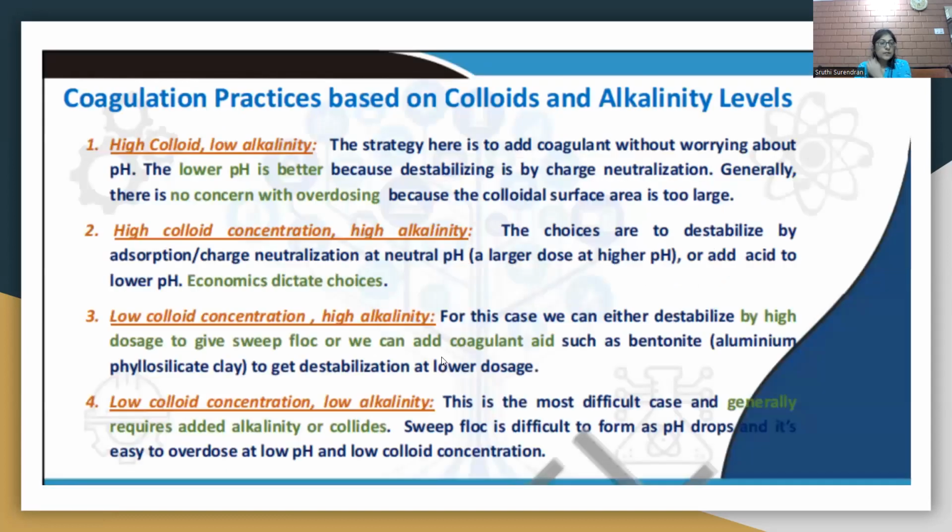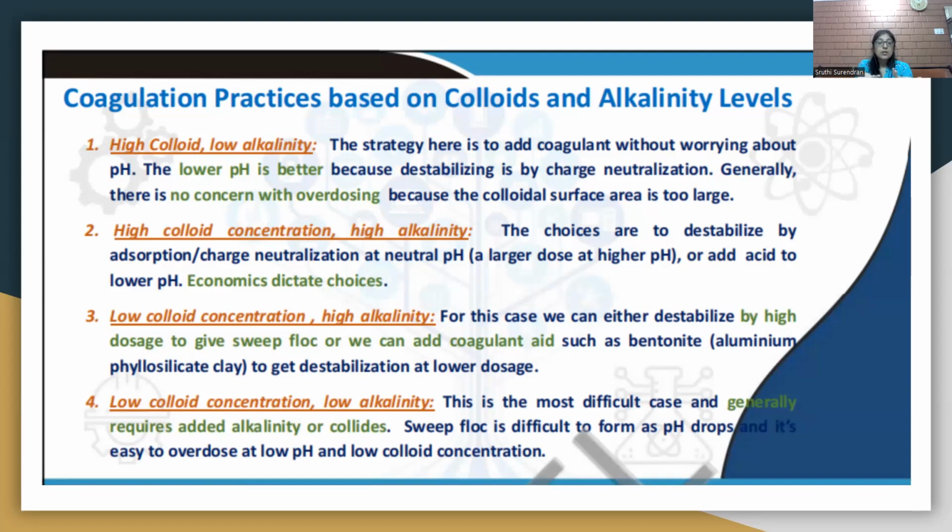So basically what we are talking about when we say high colloids is the concentration of colloids. If the colloids are in high concentration, and concentration is also measured in terms of the surface area, because when colloids are more, the volume is more, the number of colloids is going to be more, so the surface area is also going to be more. So it is represented in terms of surface area.